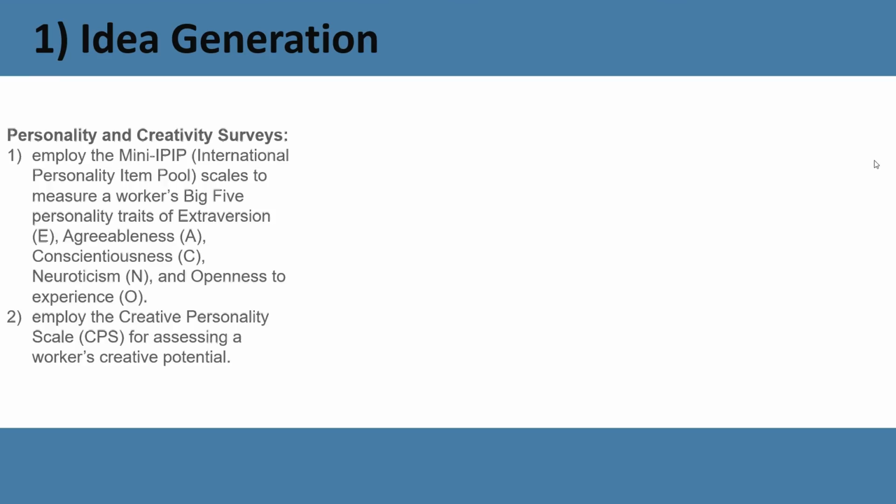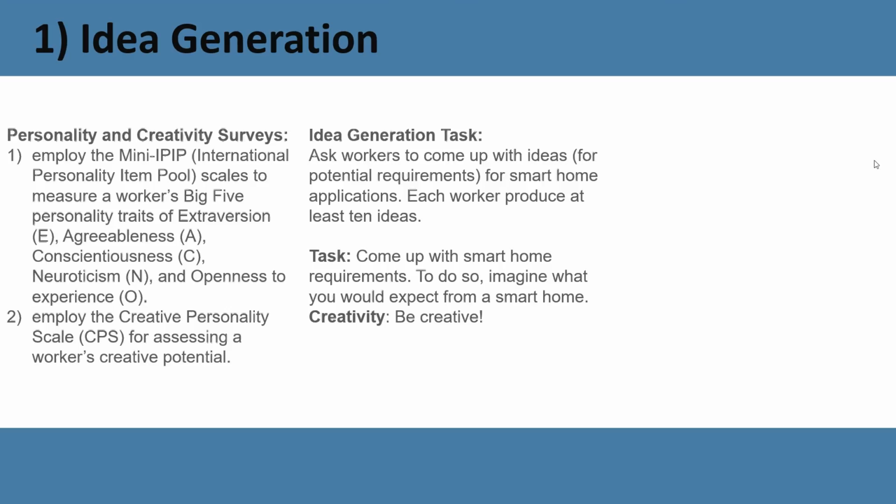Before doing the idea generation, the worker takes some surveys, the personality surveys and the creativity surveys. First, personality surveys employ the mini-IPIP scales to measure a worker's Big 5 personality traits. And the creativity survey employs the creative personality scale for assessing a worker's creative potential. After doing the surveys, they take the idea generation task.